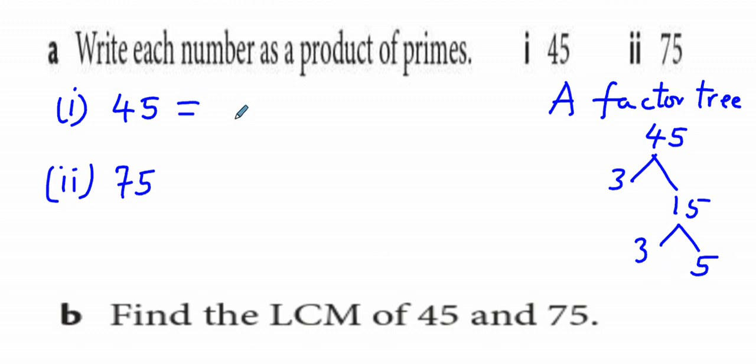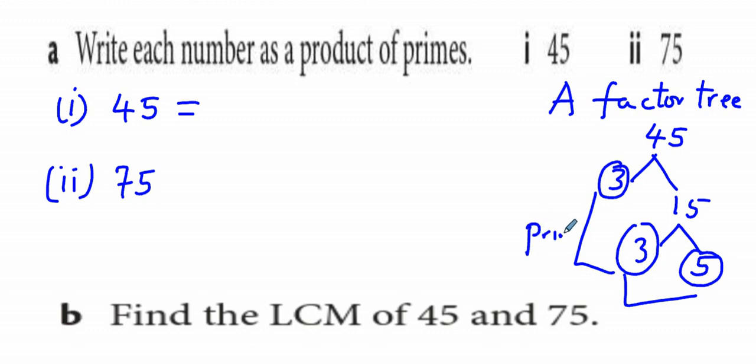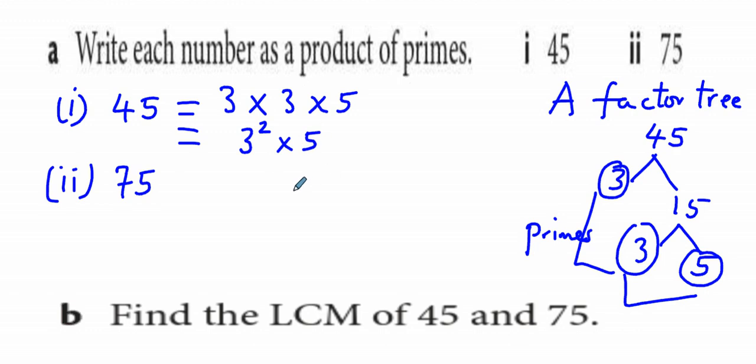So as a product of its primes, because every number you see here, these are what we call the prime numbers. Okay, so write it as a product of primes. That will be 3 times 3 times 5. Or someone can say there are 2 3's, so you can write 3 to the power of 2 times 5.